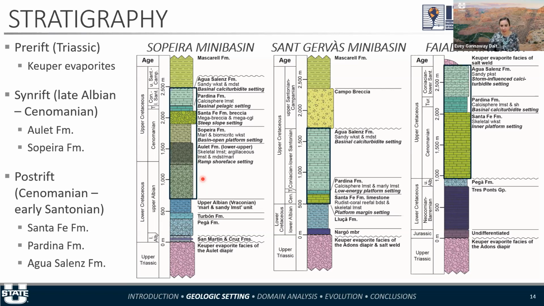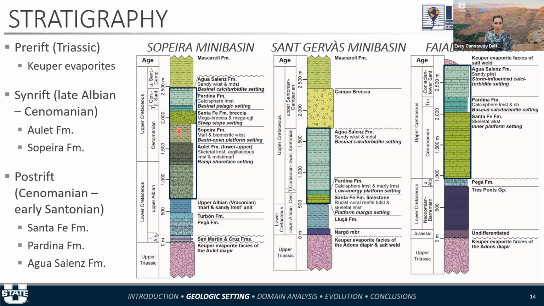And that I'm going to highlight here with these boxes includes the Synrift, so late Albian to Cenomanian, Aulet and Sopera formation, and then moving into the post-rift Cenomanian to early Santonian, Santa Fe, Pardina, and Agua Salenz formations. Above that, at the top, you're going to see the late Santonian and younger synorogenic sediments associated with the Pyrenean orogeny. So what I really want you to take away from these columns is just how different each of these stratigraphic columns is.